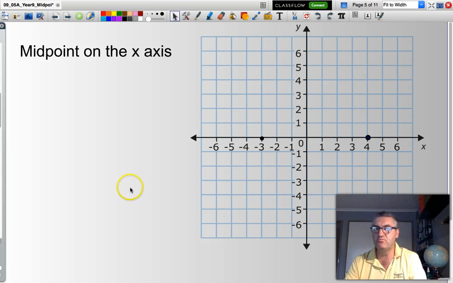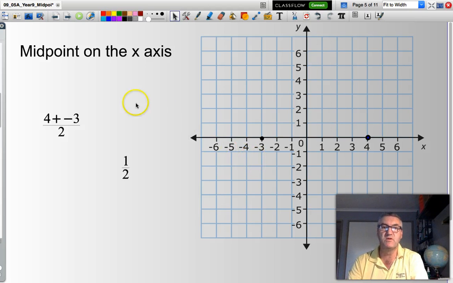Now, if I have 2 points on the x-axis, so one is at 4, the other one is at negative 3. What I need to do is add those two together, 4 plus negative 3, and then divide by 2, and then I'll end up with 1/2. So working with midpoints on a Cartesian plane is no different to working out a median or a middle value.